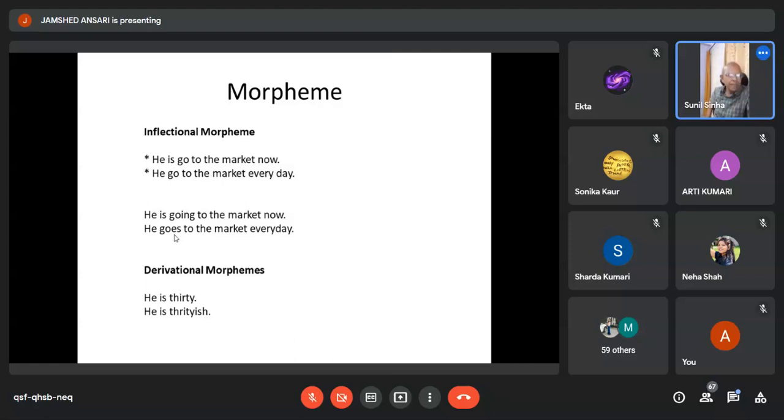But thirty-ish here means he's about 30, near about 30. He may be 29, 28, or he may be 31 or 32. What we want to say in thirty-ish is that he is somewhere around or somewhere near 30. Now you tell me, is ish needed for making the sentence "he is 30" grammatical or extending meaning? Extending the meaning of 30.